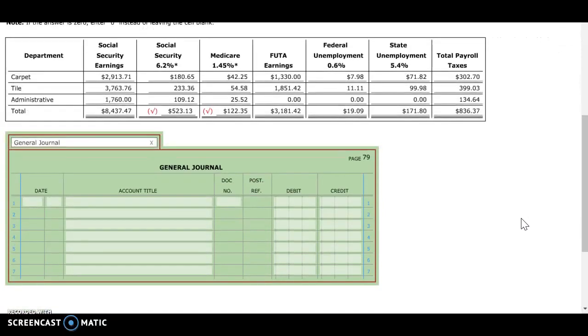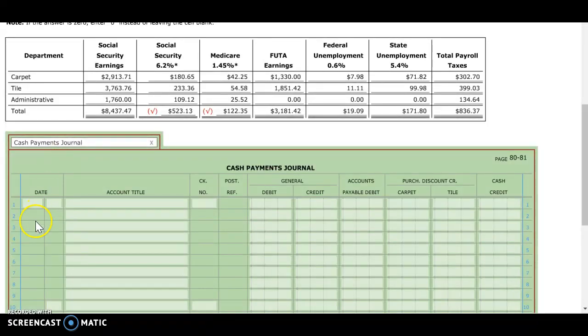And then we need to fill in our transactions. So our first transaction is on July 7th. We paid the July 3rd payroll, check number 568. So we are paying payroll. That tells us that we're going to go into our cash payments journal. So I need to find my cash payments journal. The date is July 7th.